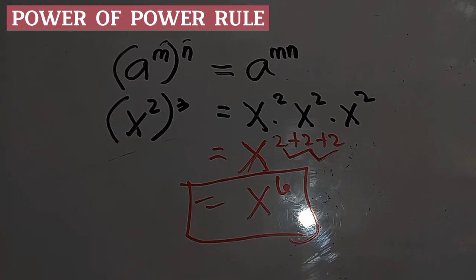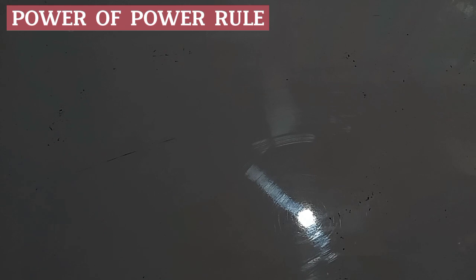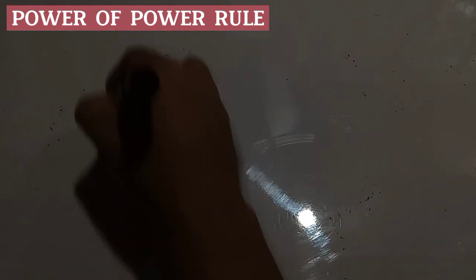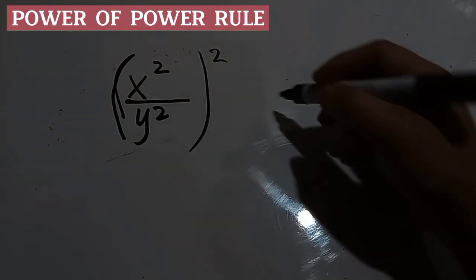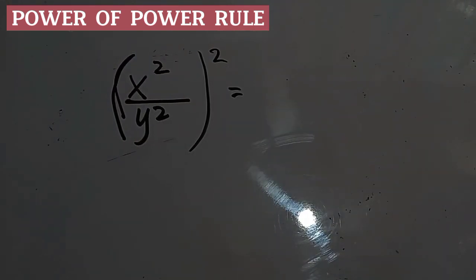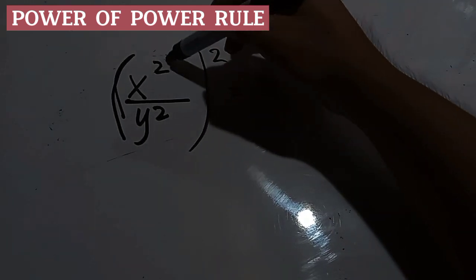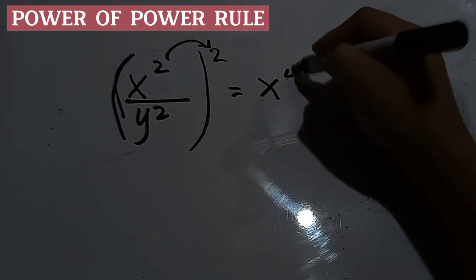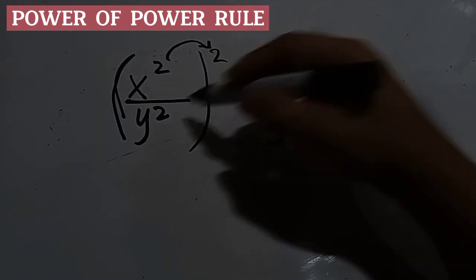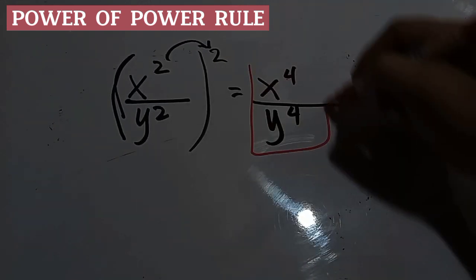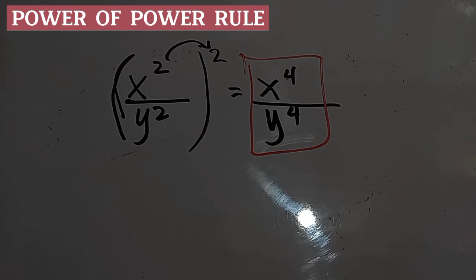Nakuha. Okay, another example. How about this one? So we have x squared over y squared, times, ayan, squared. So now, meron tayong numerator at saka denominator. So ano ang dapat natin gawin? I-multiply lang natin ang power of a power rule. So let's kopyahin natin yung base at saka i-multiply natin yung power of a power. 2 times 2, that is 4 over, kopyahin yung base. Alright, 2 times 2, that is 4. Is it the final answer? Yes, this is our final answer. Nakuha. Di ba ang easy lang?